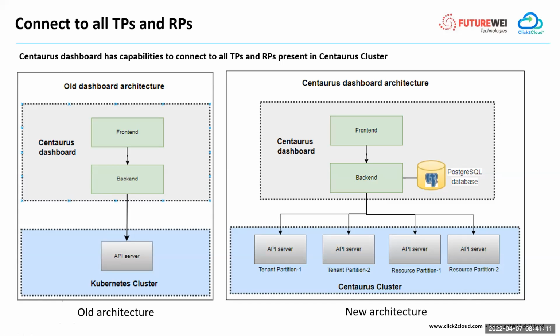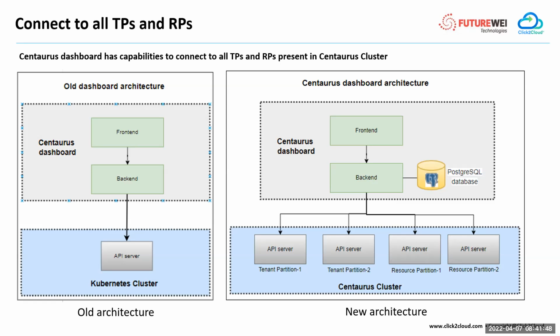Go ahead. Yeah. So this was the old architecture in which we had, in the dashboard service, a front end, back end, and one API server it would connect to. So we have modified the backend client and added functionality so it can connect to multiple API servers. As in Centaurus, we have multiple API servers, like for each partition, we have a separate API server. So the backend of the Centaurus dashboard service can connect to the API server of each partition and get details from that and perform operations on tenants also.